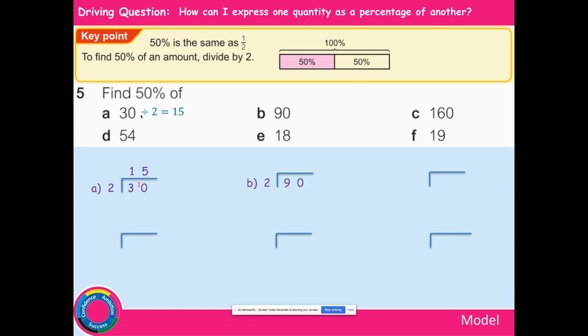50% of 90, so we divide by 2. 2 into 9 is 4, remainder 1, 2 into 10 is 5, no remainders, so 50% of 90 is 45. 50% of 160, so we divide by 2. 2 into 6, 1 doesn't go, join the 1 to the 6. 2 into 16 is 8, no remainder, but we still got to do 2 into 0 is 0. So 50% of 160 is 80. Now press pause on the video, copy those 3 down, and then try the last 3 on your own. Press play when you're ready to check your answers.